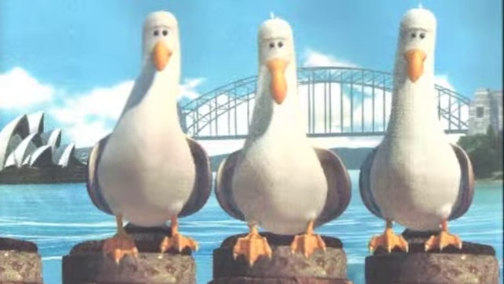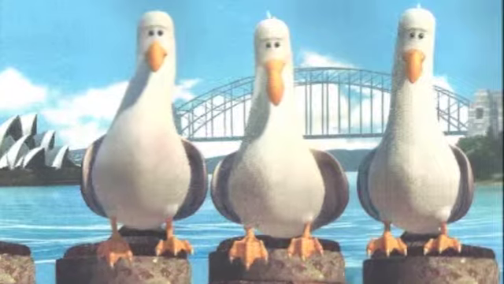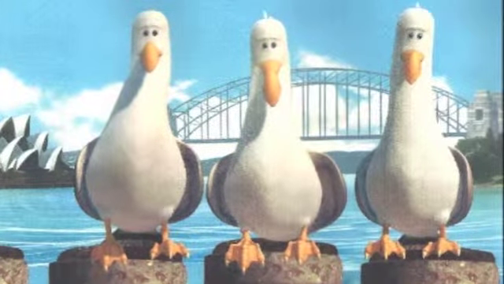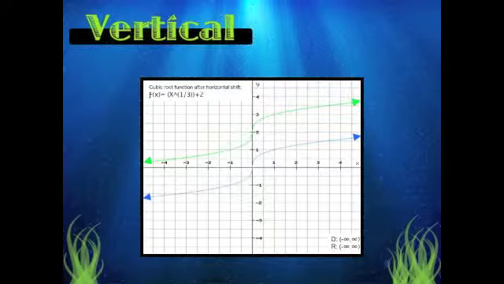The mime birds are a perfect example for this because they all look alike. It's almost like one bird just slid to the left, then slid to the left again.